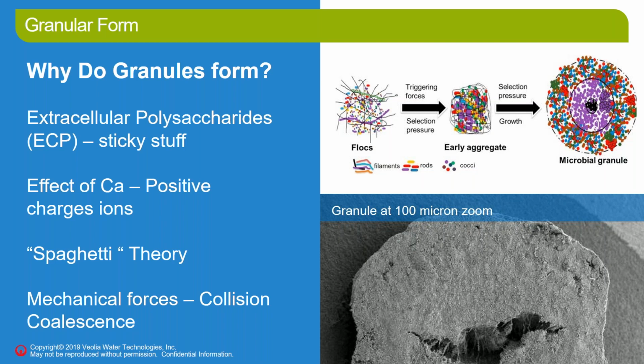I'm also a big believer that mechanical forces have a lot to do with it. There's something called collision coalescence, and if you notice in the picture in the lower right-hand corner, that is a cut granule with a nice smooth cut, and you can see that there are layers there. It looks sort of like a hailstone, and I think some of these granules form like a hailstone because they are moving in a circular motion around these high rate systems that they're found in.